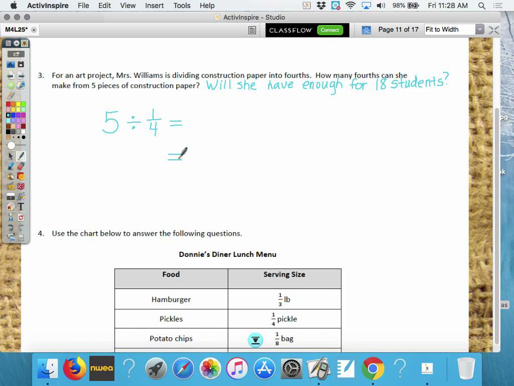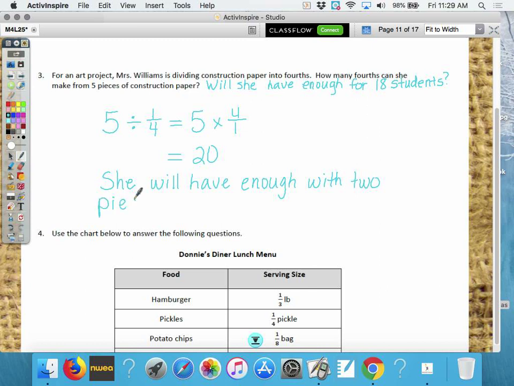Okay, I'm gonna pull a stick. George V. No, 5 times 4 and 1 equals 20. Okay, so she will have 20 pieces. Will she have enough for 18 students? Okay, because you're going to have to answer in a sentence on your exit ticket, she will have enough with 2 left over. Sound good?